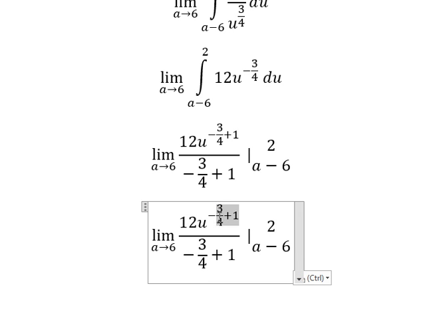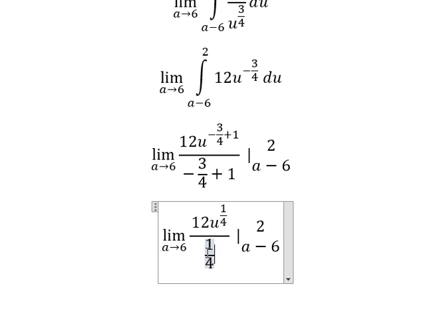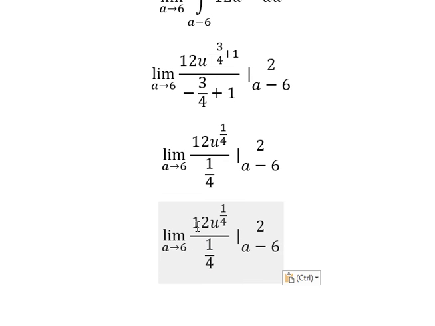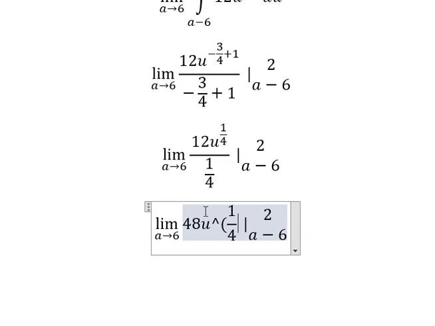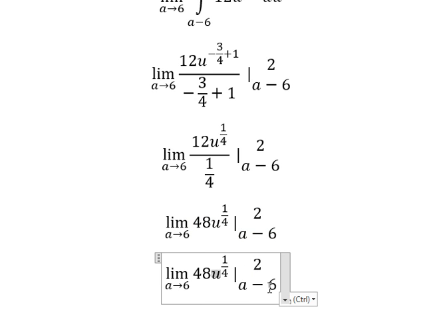So this one we have 1 over 4. This one we have 1 over 4. So number 4 will go to numerator, and you got about number 12 multiplied by 4, and we have 48. And now we can put the bounds gone here, and this one gone here.